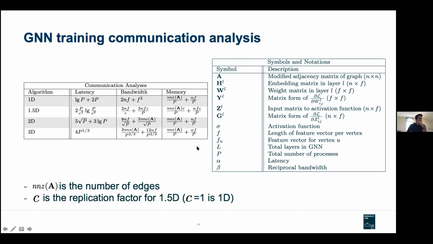I'll just wrap up by saying we've done some communication analysis just to show that these algorithms, when you apply them to distributed GNN training, can provably scale with the number of processes. So for instance, here, our 1.5D algorithm scales with the number of processes. For one of the bandwidth terms, our 2D and 3D algorithms also scale with the number of processes.